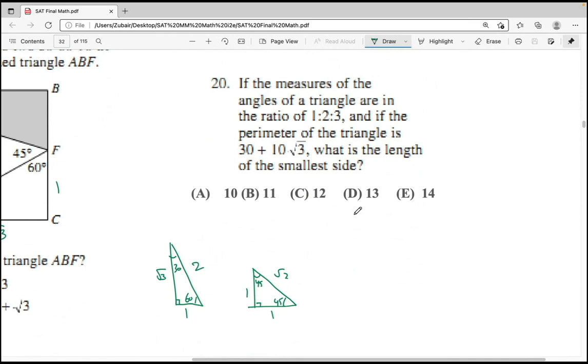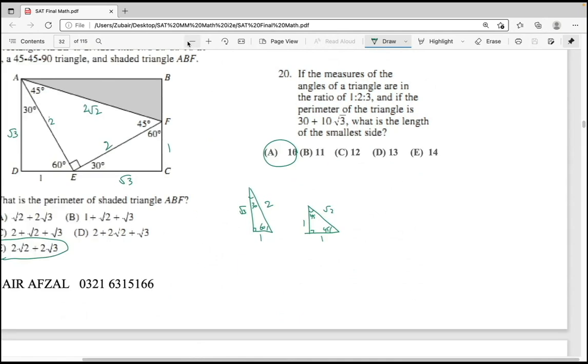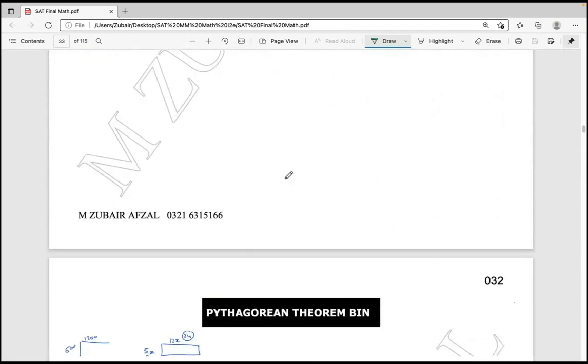Sir, is it A? That's correct. Is it A? Oh, it's above. Yes, that's correct. Okay.